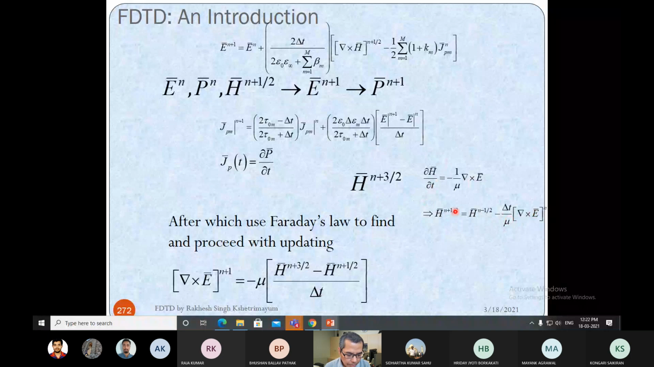So here, if you replace this n plus half by n plus 3 by 2, you can find out from here. So once you have that, you can also find out E from this relation. So that's how you do it.